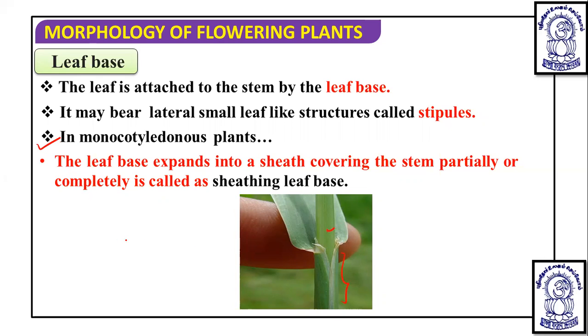Suppose this is a leaf, this is a stem, and this is a leaf base. Then at this leaf base you will find two small leaf-like structures, and these leaf-like structures are known as stipules.